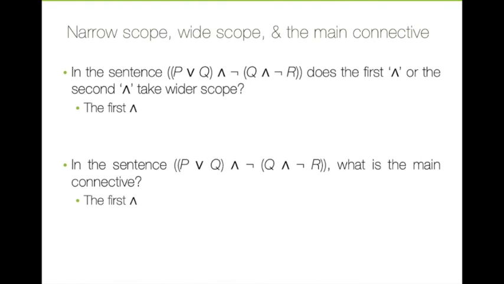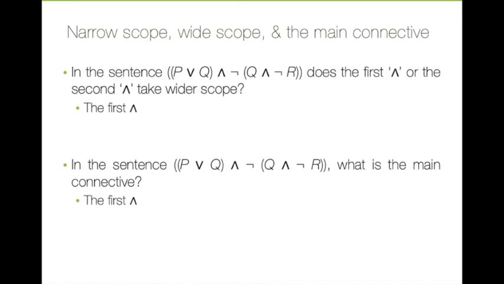So, in this complex sentence, P or Q and the negation of Q and not R, we're going to look at the first conjunction symbol and the second conjunction symbol and determine which one takes wider scope. So the first conjunction symbol links P or Q and the negation of Q and not R. And the second conjunction symbol links Q and not R.